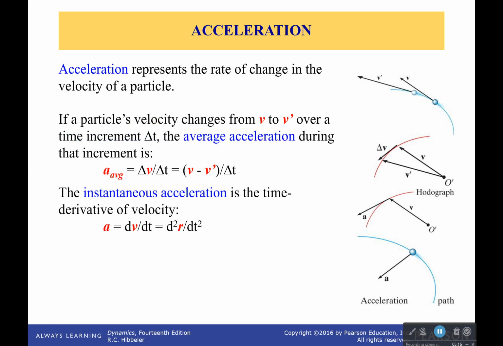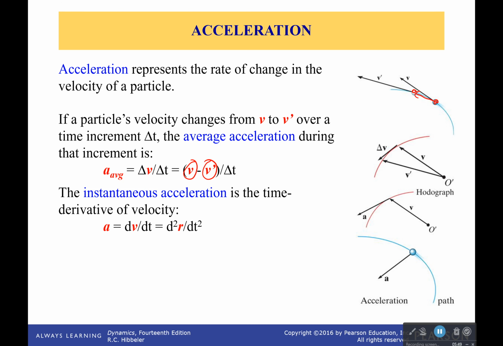Now acceleration, well, if we can figure out what the position is and figure out how it changes with time, then obviously we can figure out how the velocity changes with time. And the change in velocity over change in time is simply equal to our average acceleration. So in this case, the v and the v prime is just the second instant. So we have an original velocity v, and then that has changed when we get to v prime.